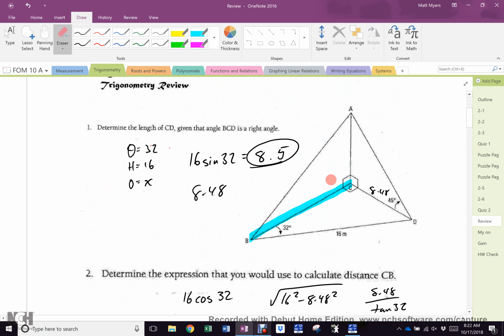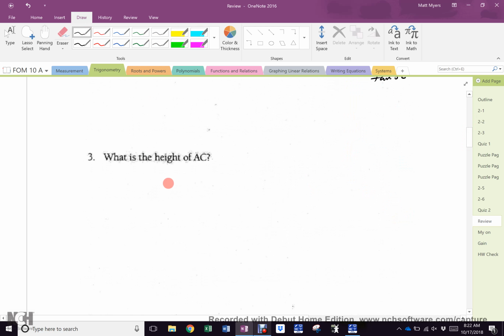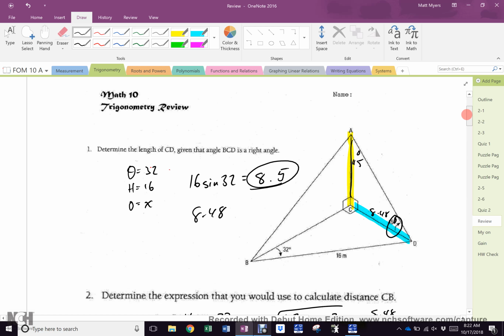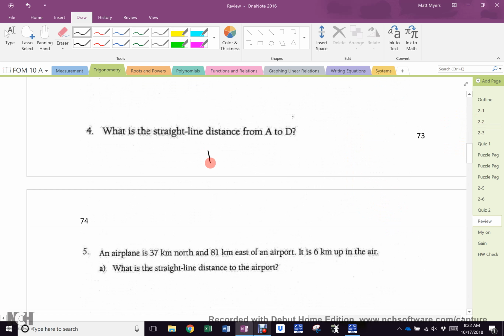The height of AC, since you already know that is 8.48, and you want AC, and if that's 45, then what's this? 45. If those two angles are the same, what do you know about those two sides? They're the same. So this is 8.48. And lastly, the straight line distance from A to D is right here. You could have used tan. No, you couldn't use tan. You could have used sine, cos, or Pythagoras to find it out. And it's something like 12-ish. That's out of 4.